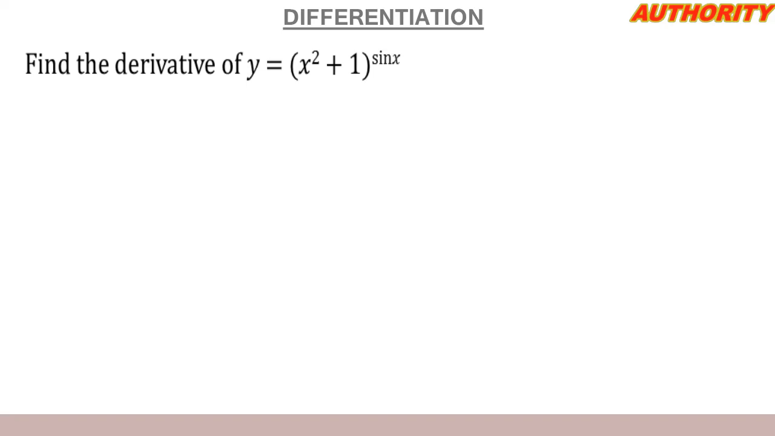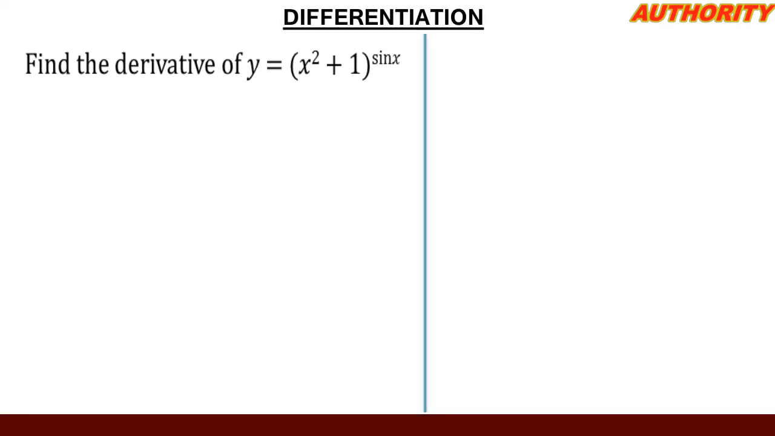Today, let's take a look at this question. Find the derivative of the function y is equal to (x squared plus 1) raised to the power sine x. Here we are given a function, and we are asked to find the differentiation, or the dy dx.